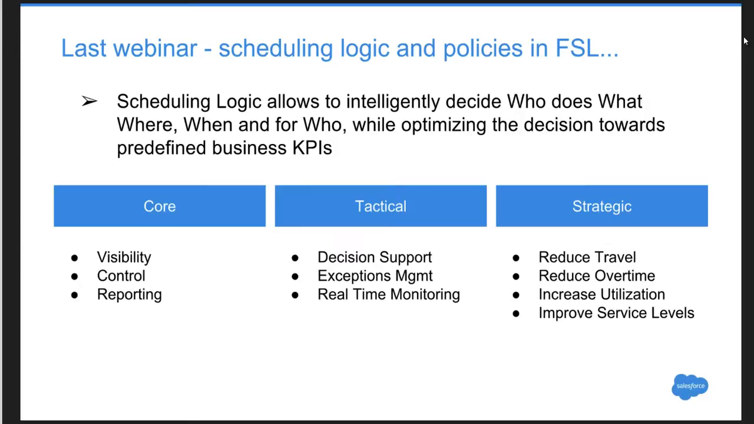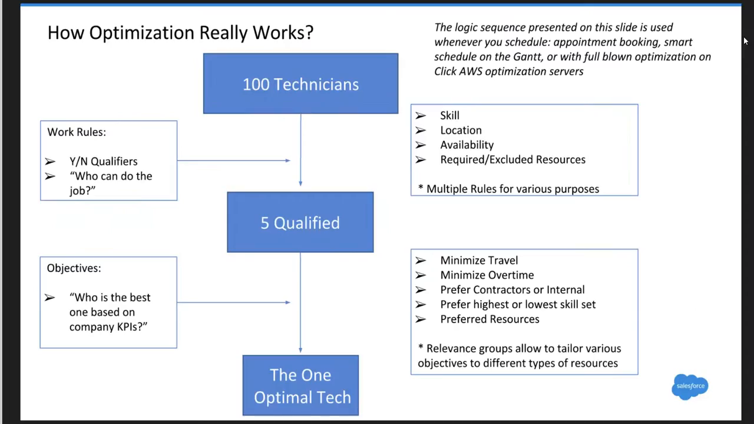regardless of whether or not you're penalized if you miss an SLA. High service levels are already an expectation of customers. It's across the board, and Field Service Lightning, an integral part of it, is to enable companies to do just that. So these objectives are achieved through the scheduling logic, and we looked at that diagram last week.